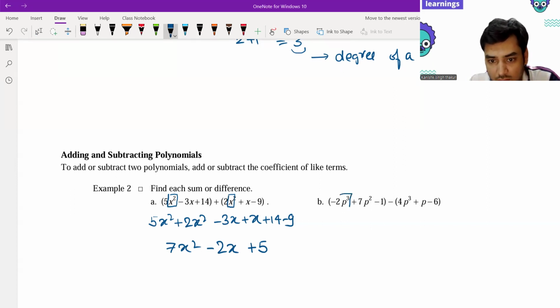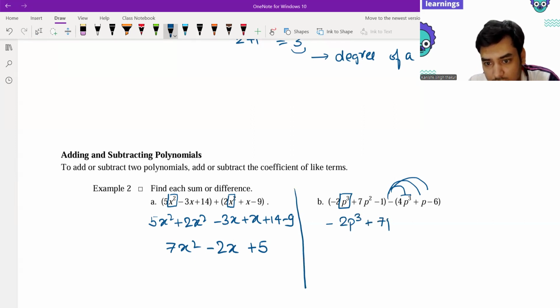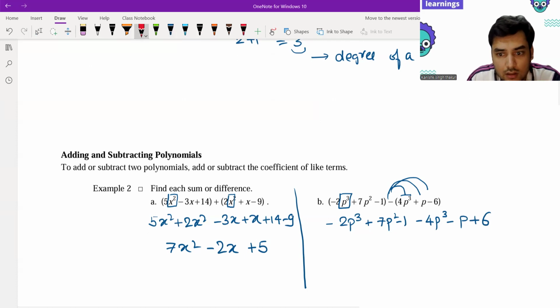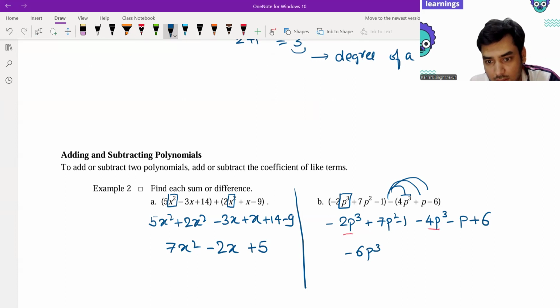Same way, if I have minus 2p cube, and this minus sign will be multiplied inside, right? So first let me write it. Minus 2p cube plus 7p square minus 1, and minus 4p cube minus p plus 6, right? So I have minus 2p cube minus 4p cube. It becomes 6p cube, minus, then 7p square. So I'll write it in the decreasing power of p. Then I have minus p and then I have plus 5. So this is it.